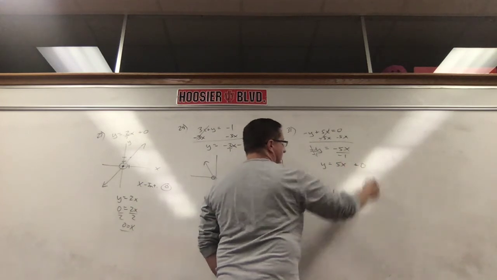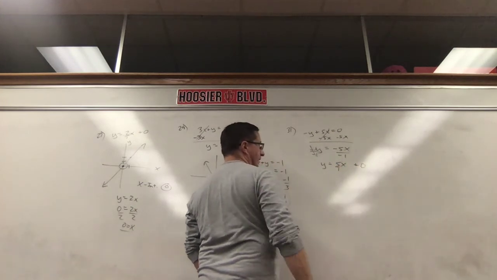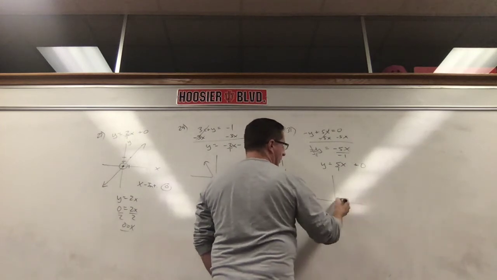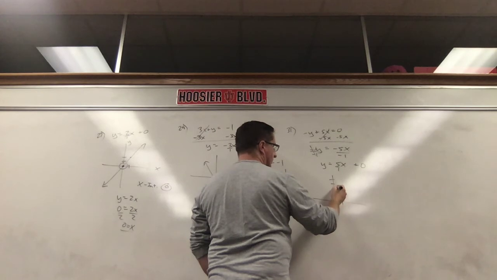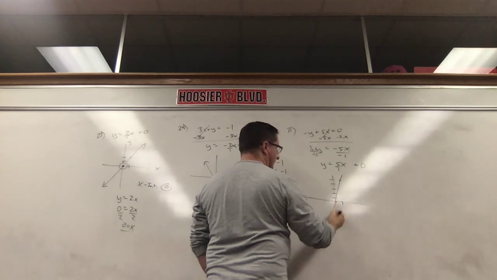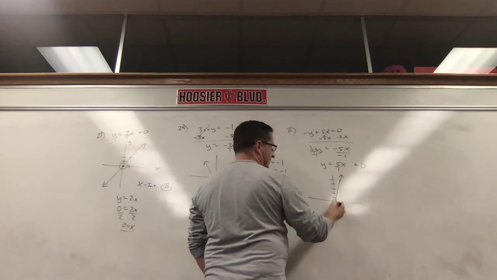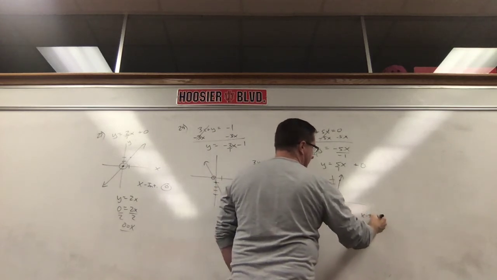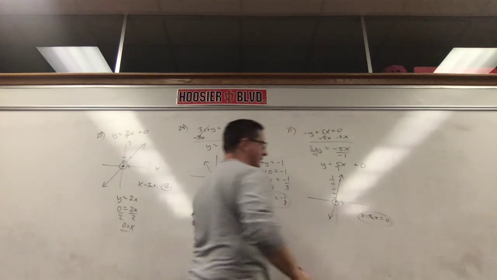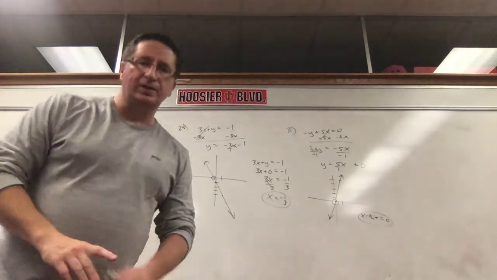I could put plus 0 and make 5 a fraction, 5 over 1. So we go up 0, then rise 5, and run 1. And again, our x-intercept is still 0 because it goes through 0, 0. So there's our graph, and our x-intercept is 0.